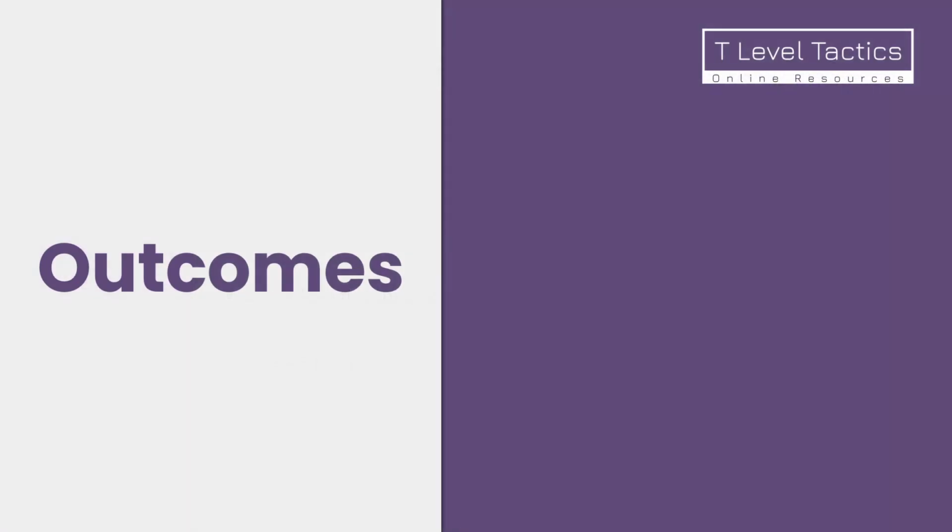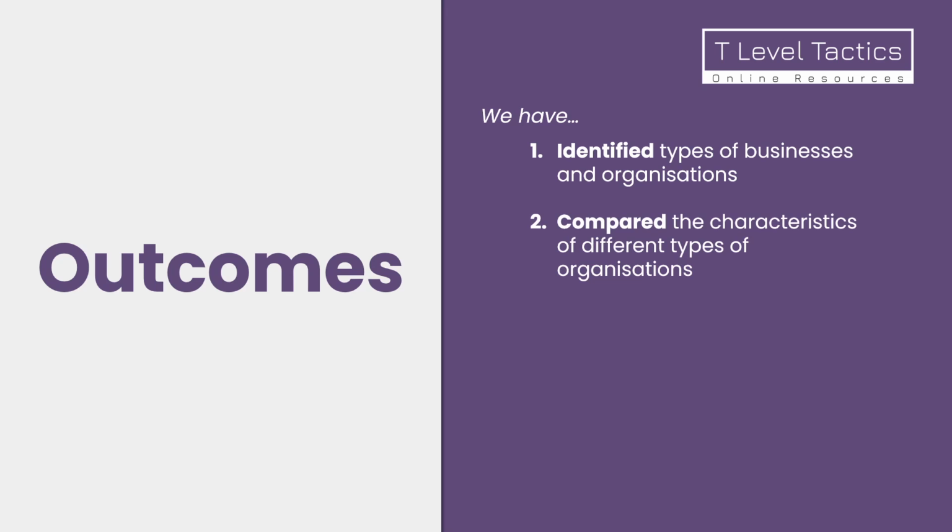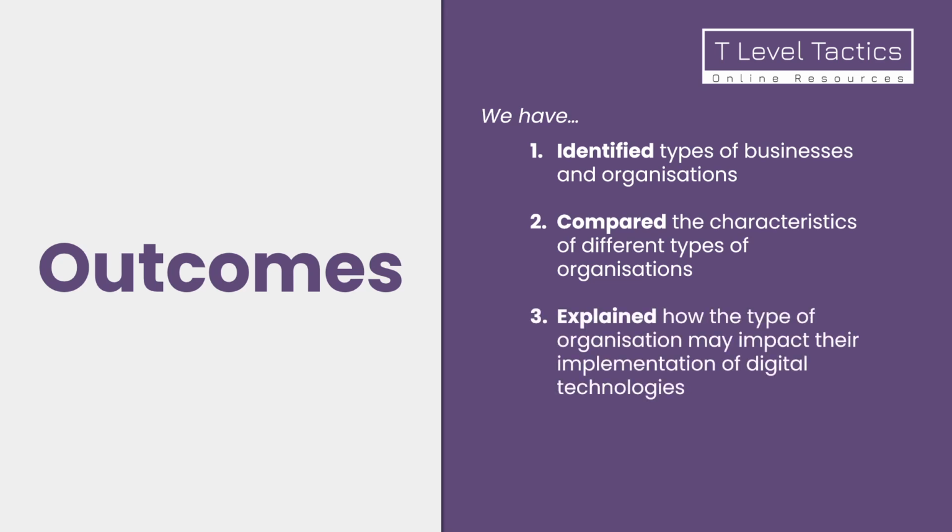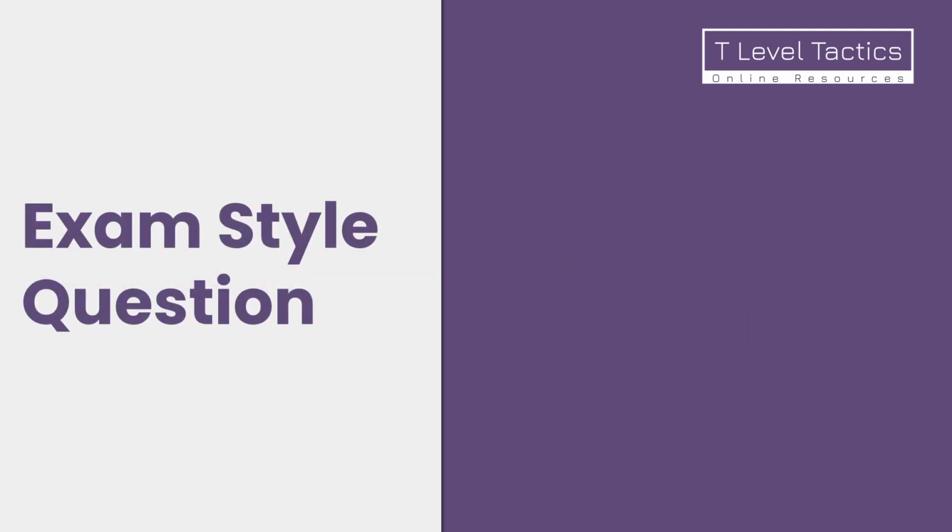So, in this video, we've identified different types of businesses and organizations, compared the characteristics of these different organizations, and looked at how the type of organization might impact how they implement digital technologies. Now, hopefully, all of this means that you might be ready to have a go at this exam-style question. If you're not, don't worry. Watch a few more videos, come back and give it a go at a later time.